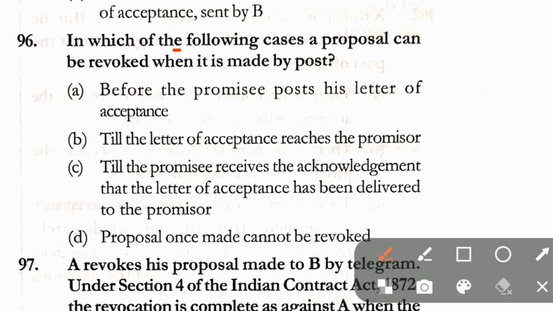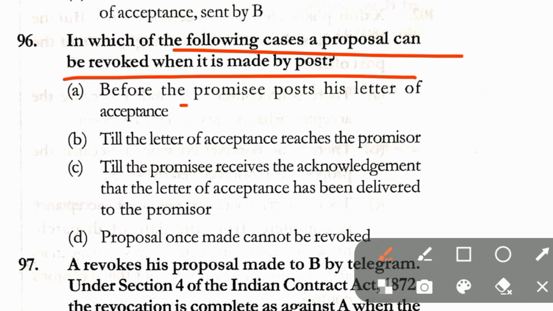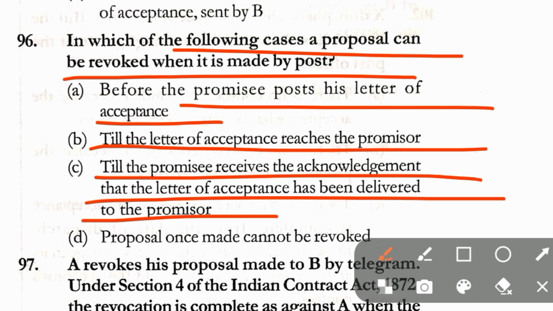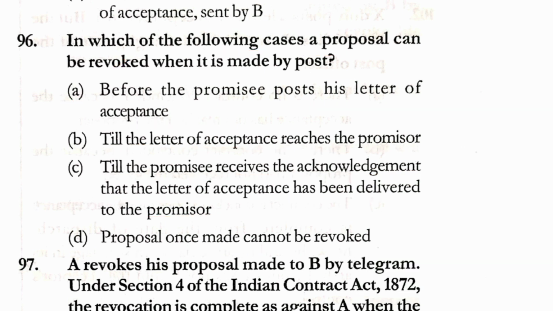Question number 96. In which of the following cases can a proposal be revoked when it is made by post? Option A, before the promisee posts his letter of acceptance; B, till the letter of acceptance reaches the promisor; C, till the promisee receives the acknowledgement that the letter of acceptance has been delivered to the promisor; and D, a proposal once made cannot be revoked. Here in question number 96, the correct answer is option A, before the promisee posts his letter of acceptance.